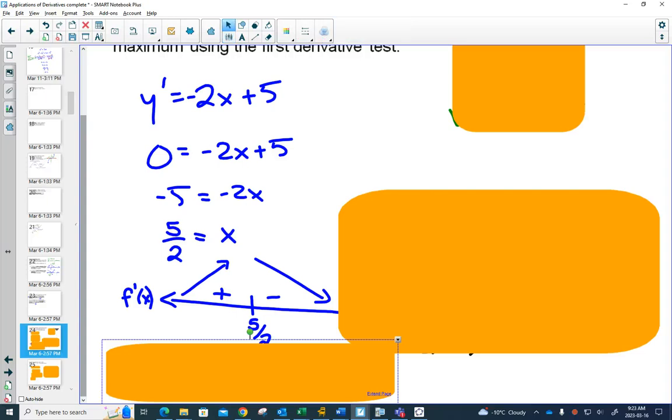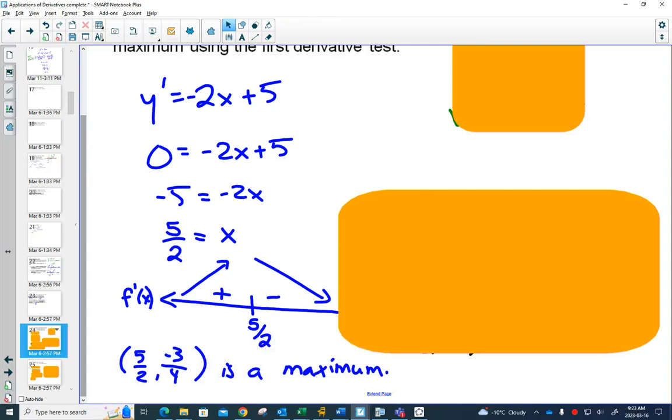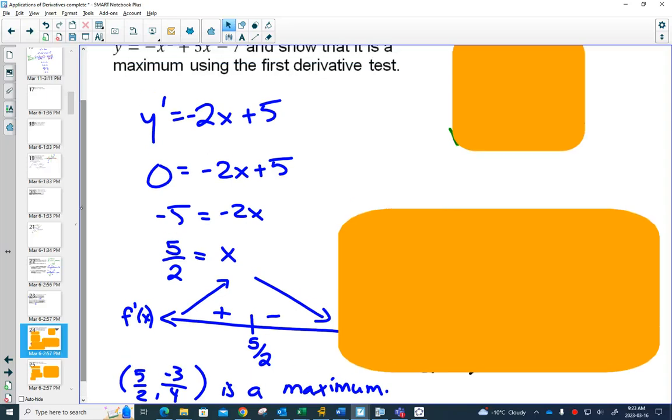And plugging 5 over 2 into our original equation gives us negative 3 over 4. Now we know that is a maximum. In order to show that you understand the first derivative test, we need to make a statement showing 2 things.